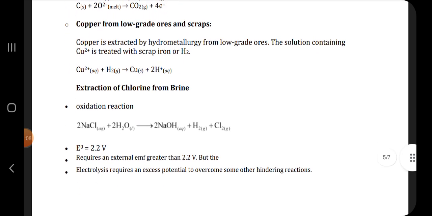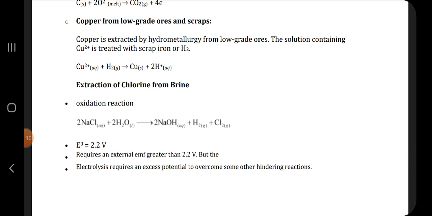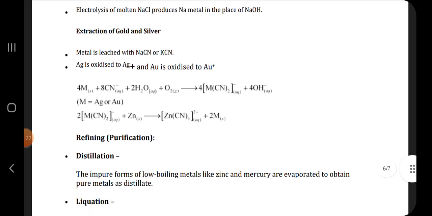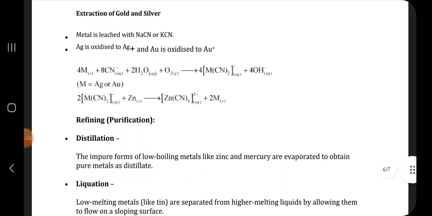Then copper from low-grade ores and scraps. Copper is extracted by hydrometallurgy from low-grade ores. The solution containing Cu2+ is treated with scrap iron or H2. Then extraction of gold and silver. The metal is leached with NaCN or KCN. Then Ag is oxidised to Ag+, and Au is oxidised to Au+.